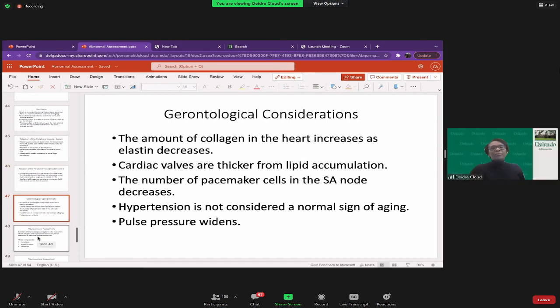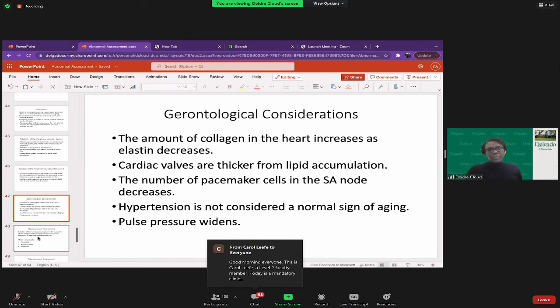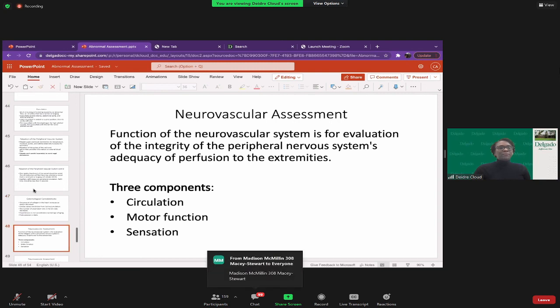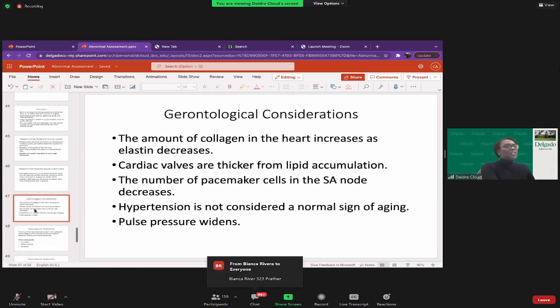All right, so again, we have to think about our gerontological considerations and just know that there'll be changes. The heart is older, it's not working as great as it used to, and hypertension is not considered a normal sign of aging. Hypertension is not normal at any age, right? And your valves are thicker, so you may have more cardiac dysrhythmias in the elderly. Anything else that I'm missing? Any questions about the cardiovascular assessments?